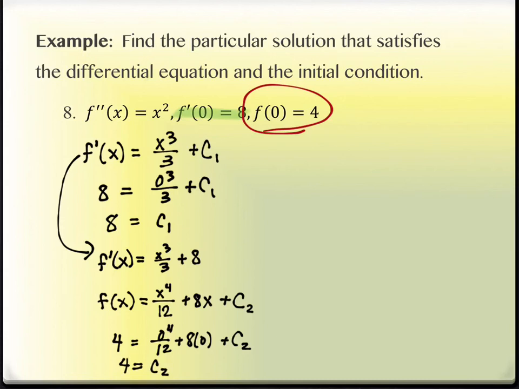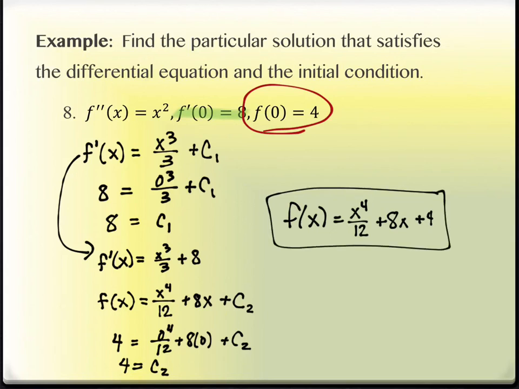Plugging in zeros when you're having algebraic, right, like polynomials and so forth, is usually very nice. So we end up with a function. What is our answer to this question? That's it. X to the 4th over 12 plus 8x plus 4.